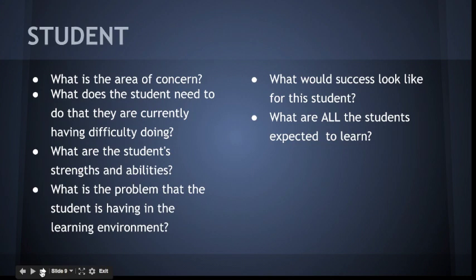So if we break down the areas a little bit, let's first look at the student. What types of things are we looking at when we think about the student? Well, what is the area of concern for the student? Is it reading? Is it writing? Is it math? Is it communication? What does the student need to do they are currently having difficulty doing? What are some of the student's strengths and abilities? We don't want to focus too much on the negative, but we have to focus on where the needs are. What is the problem that the student is having in the learning environment?